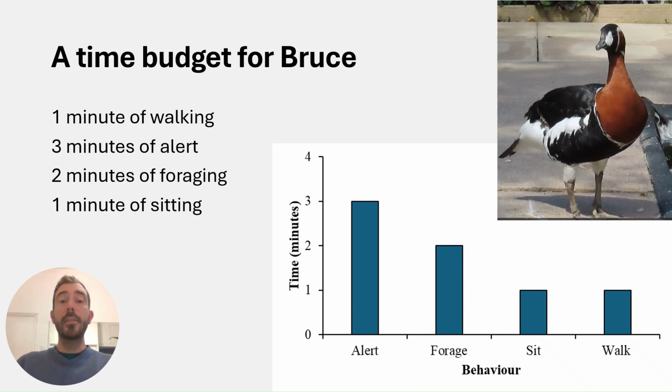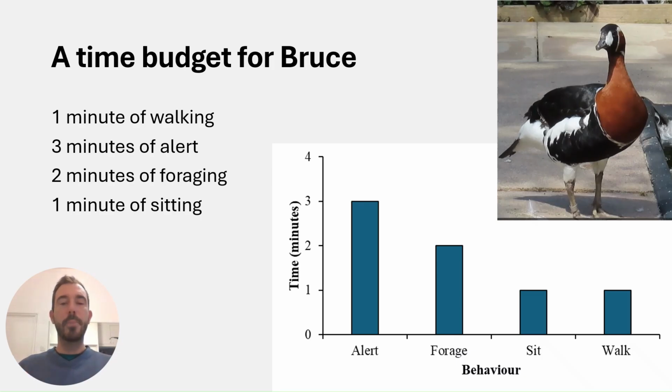When we collate all of our behavioural data together, we find that we have 1 minute of walking, 3 minutes of alert, 2 minutes of foraging, and 1 minute of sitting. So you can see that 1 plus 3 plus 2 plus 1 equals 7, which matches our observation time. Now, obviously, this is only a very small scale investigation, but we would put this together.